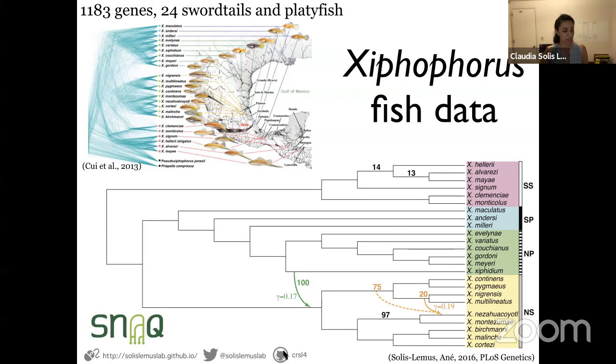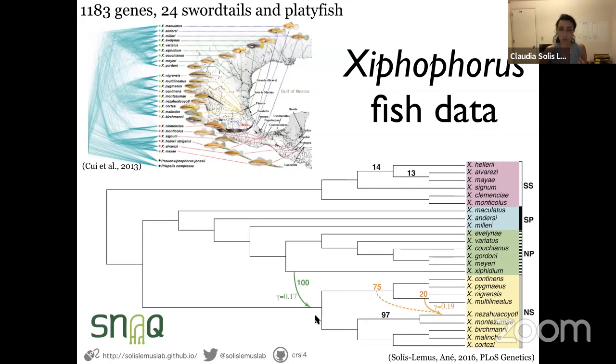So SNaQ also gives us bootstrap support. If it's not shown, it's just 100%. Here in black, it's for the tree edges. So for example, up here we have 14, 13, that's very low. So it could be that maybe we don't have enough data, or it could be that there could be another reticulation here that we didn't reconstruct.